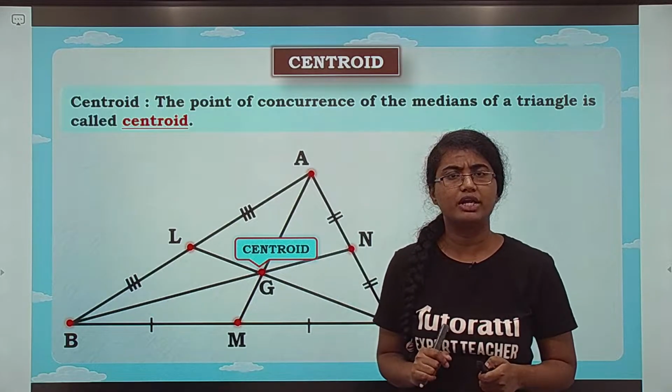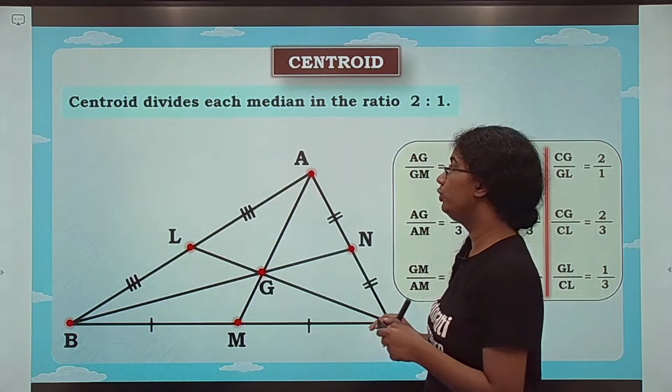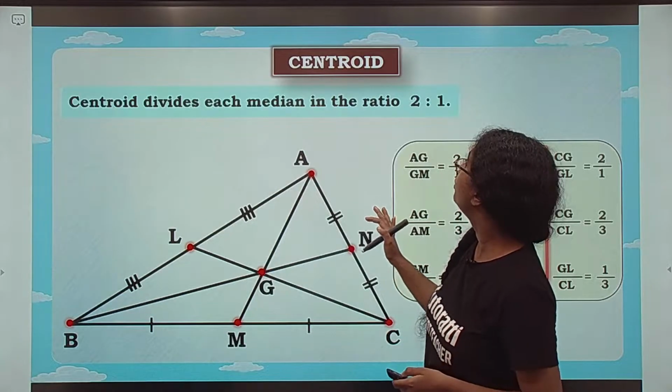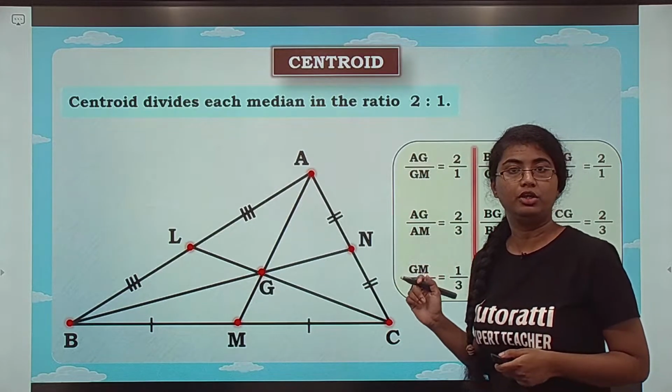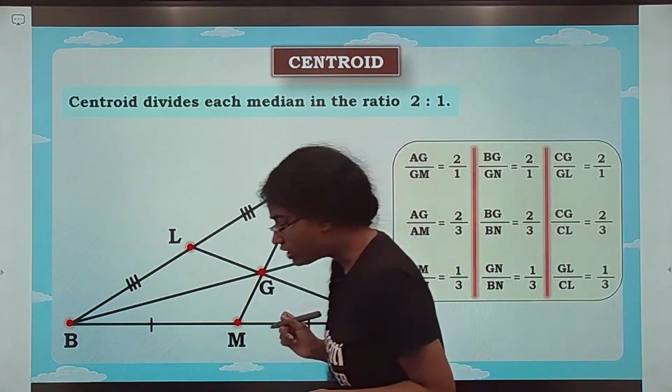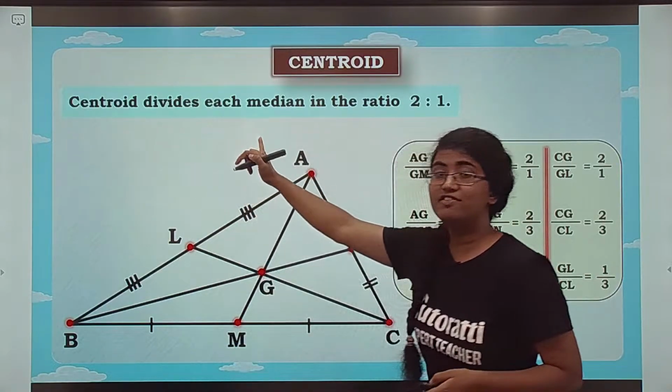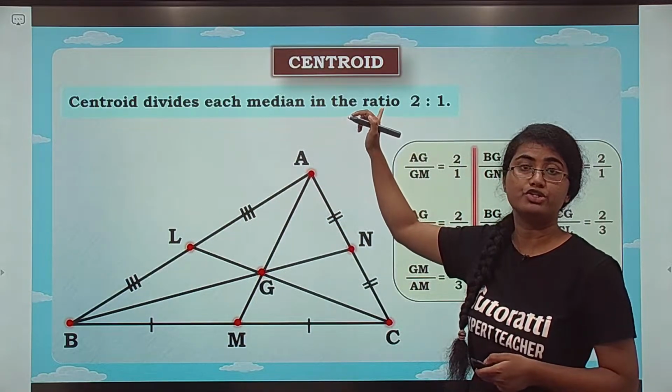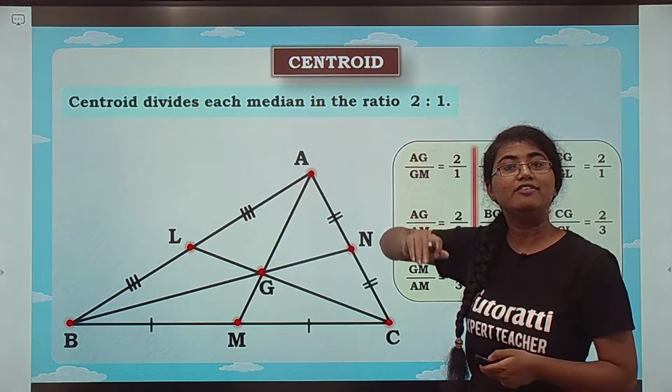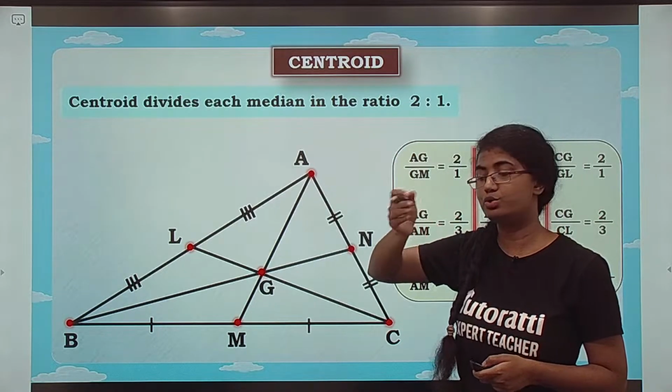Why are we studying this right now? Because we want to talk about its property. So what is its property? Centroid divides each median in the ratio 2:1. It divides each median in the ratio 2:1.